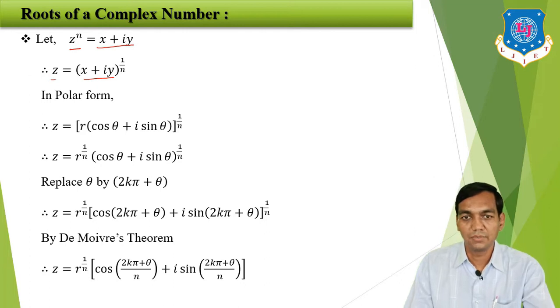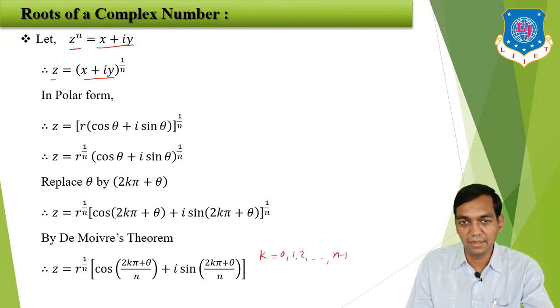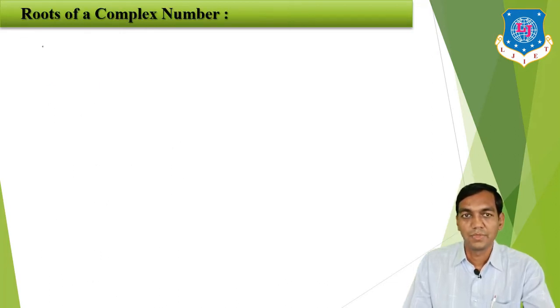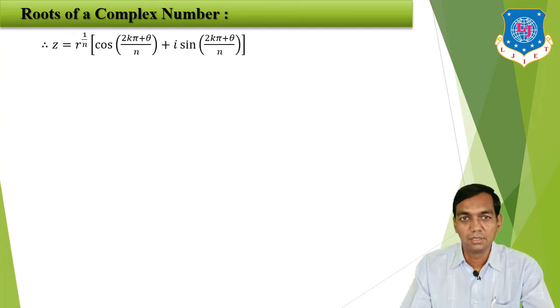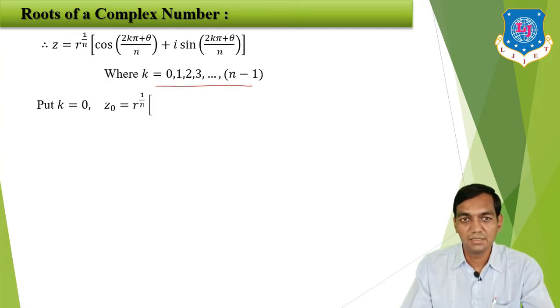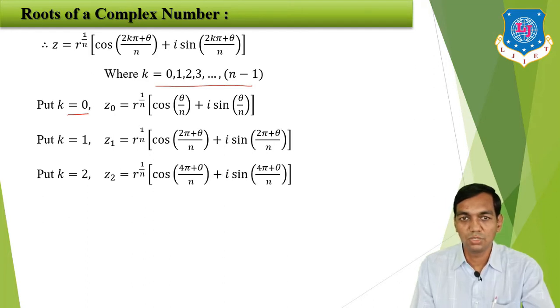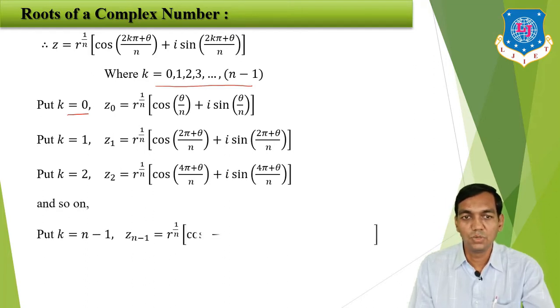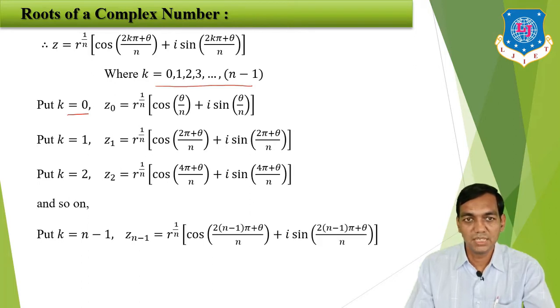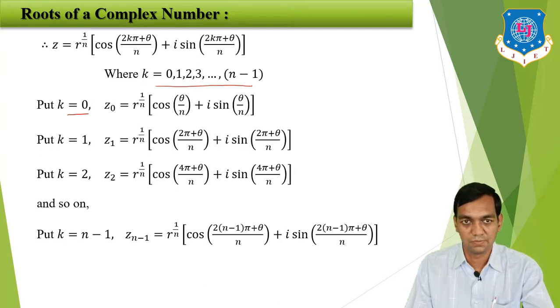Here the value of k is going to run from 0, 1, 2 up to n minus 1. After that, if you put n, the values are going to repeat. So if you put k equal to 0, you will get the first root, k equal to 1, the second root, k equal to 2, the third root, and so on, up to the n minus 1 root. So in total, with k from 0, 1, 2 up to n minus 1, you have n different roots.